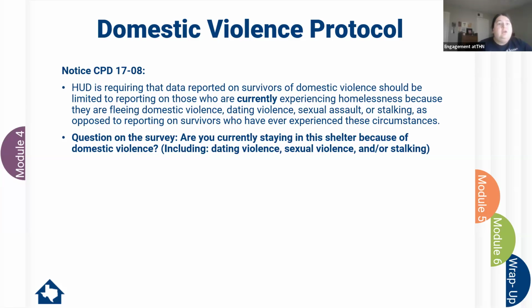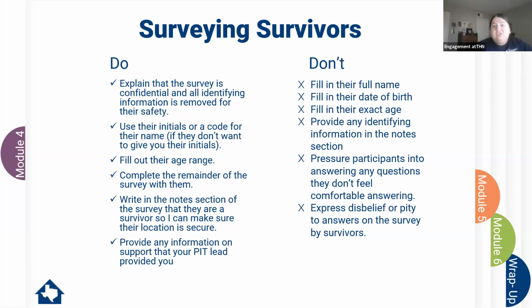And it reads, are you currently staying in this shelter because of domestic violence, including dating violence, sexual violence, and or stalking? Okay, so just some do's and don'ts for surveying DV survivors at a shelter. We definitely want to explain that the survey is confidential and all identifying information is removed for their safety.